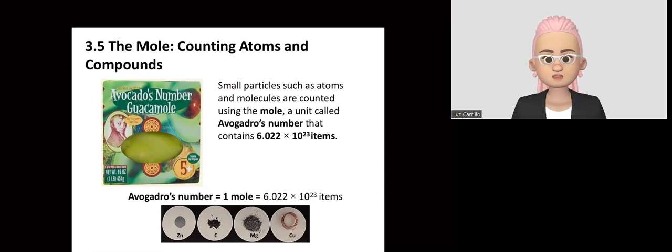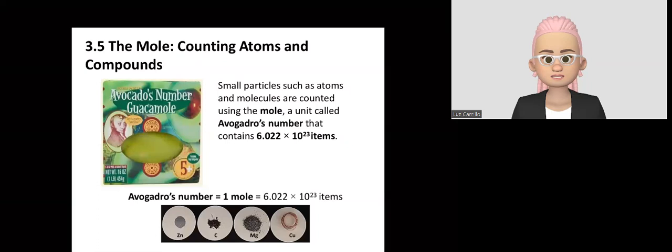The mole as a unit is also known as Avogadro's number. And it establishes that if you have Avogadro's number, in other words, 1 mole of a substance is going to equal 6.022 times 10 to the 23 items. So that is an established equality.